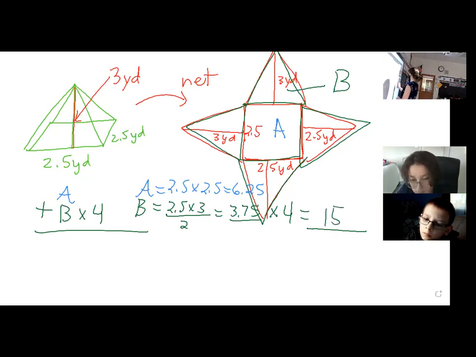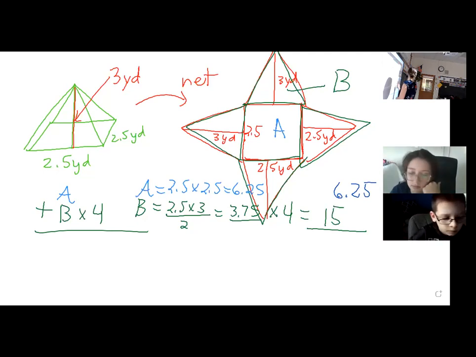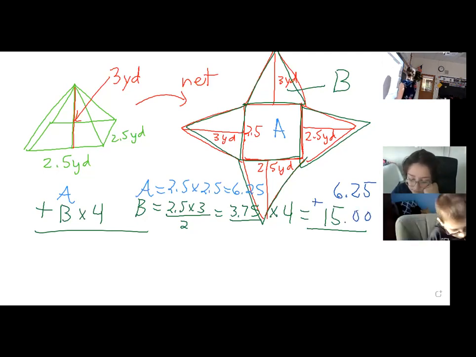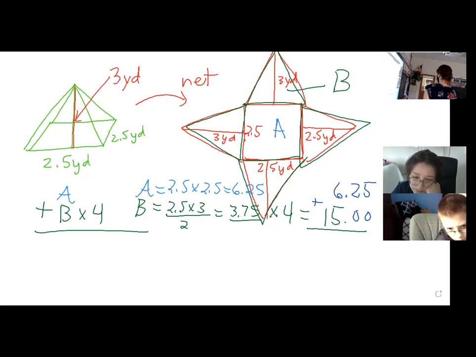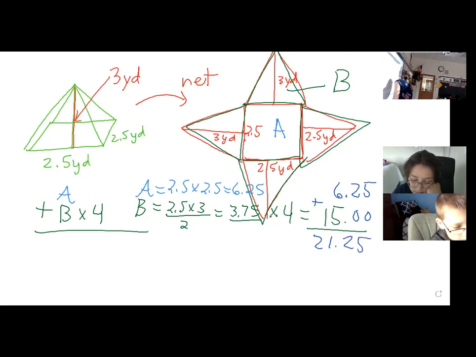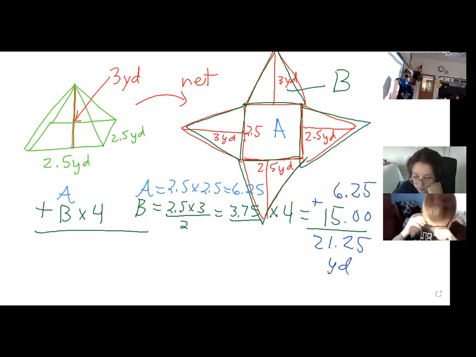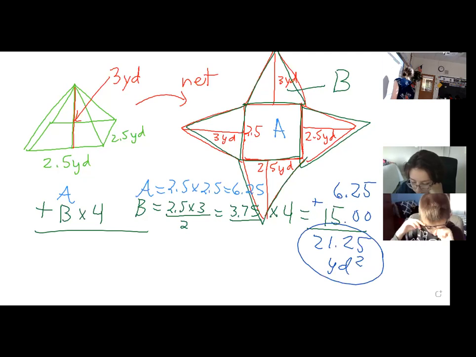15. Okay, so 15 added to the 6.25 that I had from the square. Add some placeholder zeros if you'd like to help you with the adding. And what do we have all together? If you add them all together, what do you get as a grand total of area? 21.25? Okay, what are my units? Yards. And is this 3-dimensional or is it flat? It's flat, so I use 2 dimensions here.